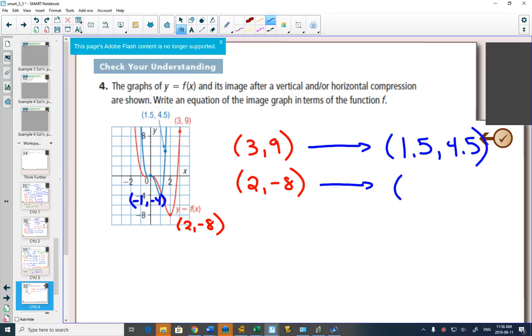I've got a mistake here in my labeling, right? It's not at -1, it's at +1. Oh, that's not blue. There we go. +1, -4.